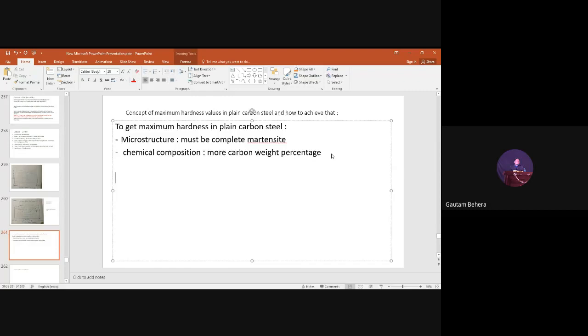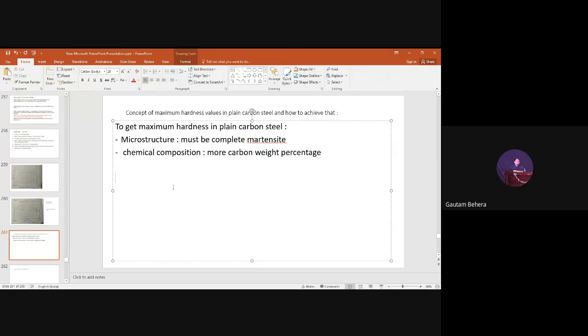if only martensite will be there, that is a very hard phase, right? You can have cementite also; if some cementite phase is forming, it will also provide you some hardness value, right? But since we are not talking about cementite, we are talking about martensite, and about carbon weight percentage, since we are dealing with plain carbon steel. So this is enough to get maximum hardness.